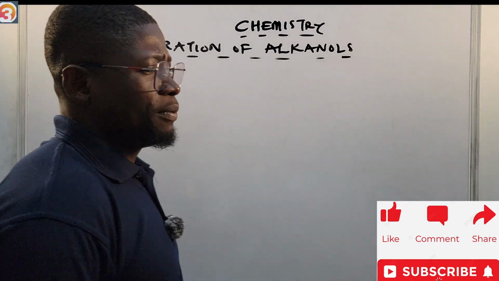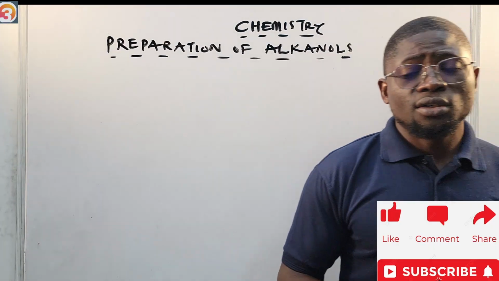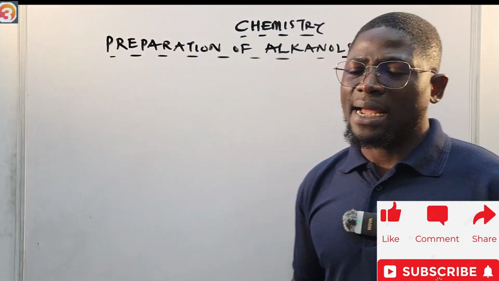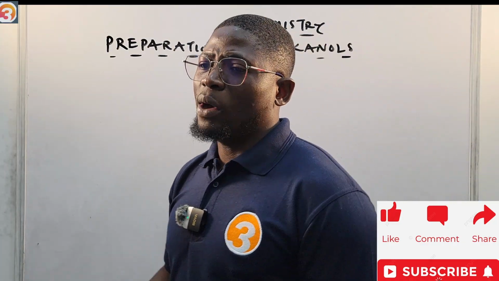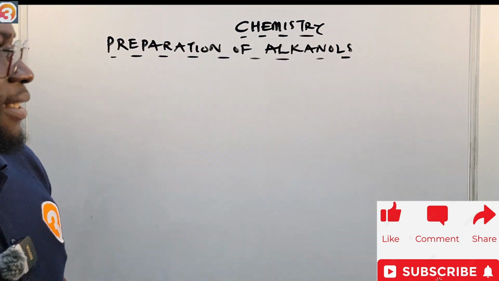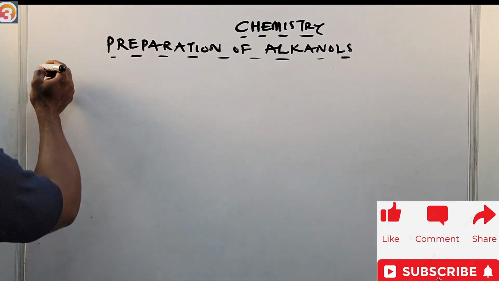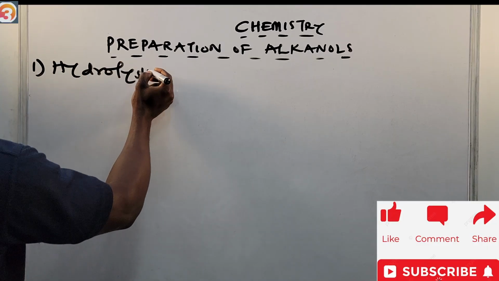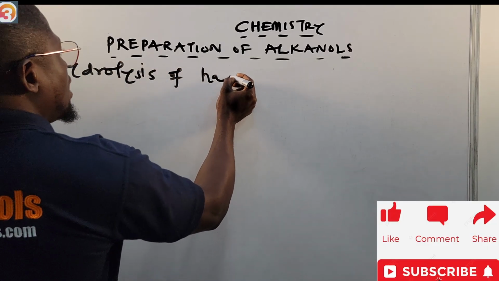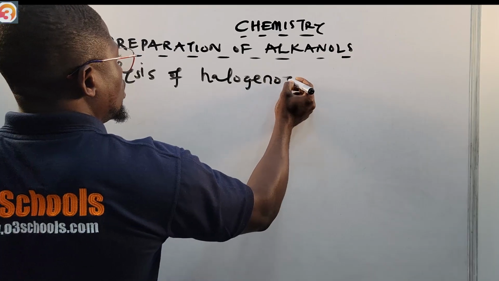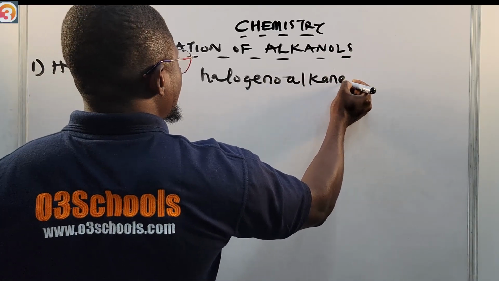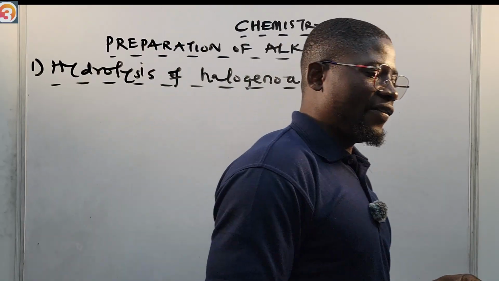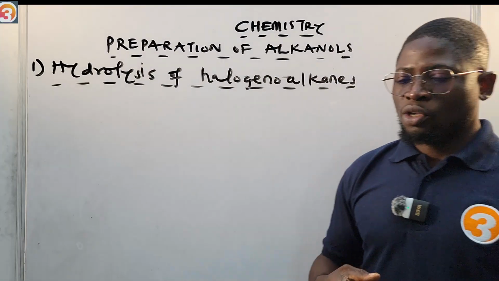So alkanols, or alcohols rather, which is a trivial name for alkanols, can be prepared by a number of methods. And one of the first methods we're going to be looking at is number 1, the hydrolysis of haloalkanes.